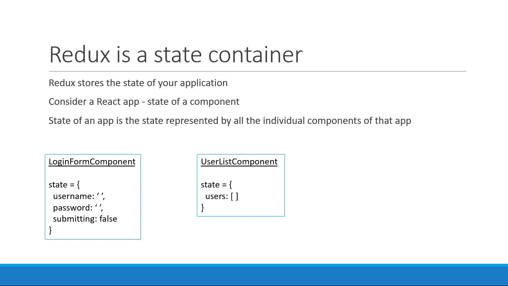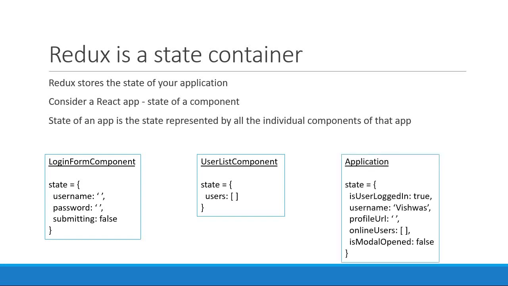If your application is medium to large in size, the state of the application could be something like, is user logged in? What is their username? Their profile pic URL? A list of online users? Is a particular modal opened? Is data being currently fetched? And so on. Redux will basically store and manage this application state. Alright, that clears two thirds of the definition. Redux is a state container for JavaScript apps.